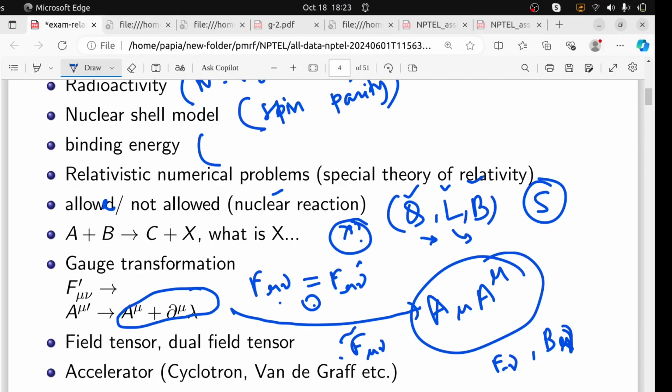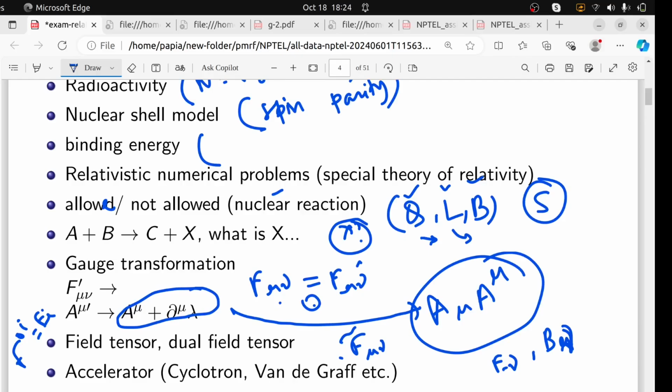So they will ask what will be the F01, what will be the E0, what will be the E1, something like that. Like we know that F0i is like Ei. It's there in one of the assignment questions, right? So you can see that one also.